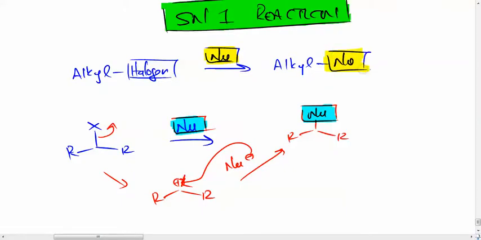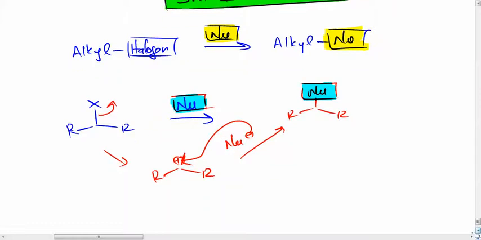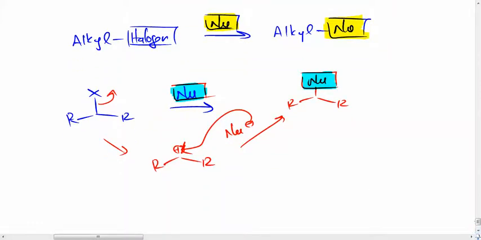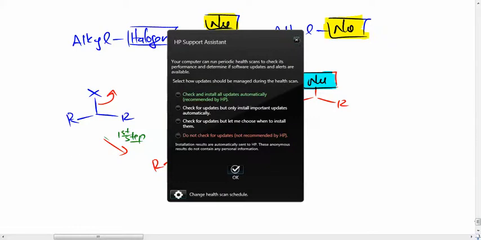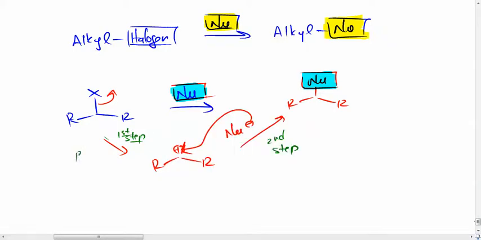What's the rate determining step in this reaction? The leaving group when it leaves. That's right. So notice that there's two steps, right? This is the first step. This is the second step. So this first step is the rate determining step.